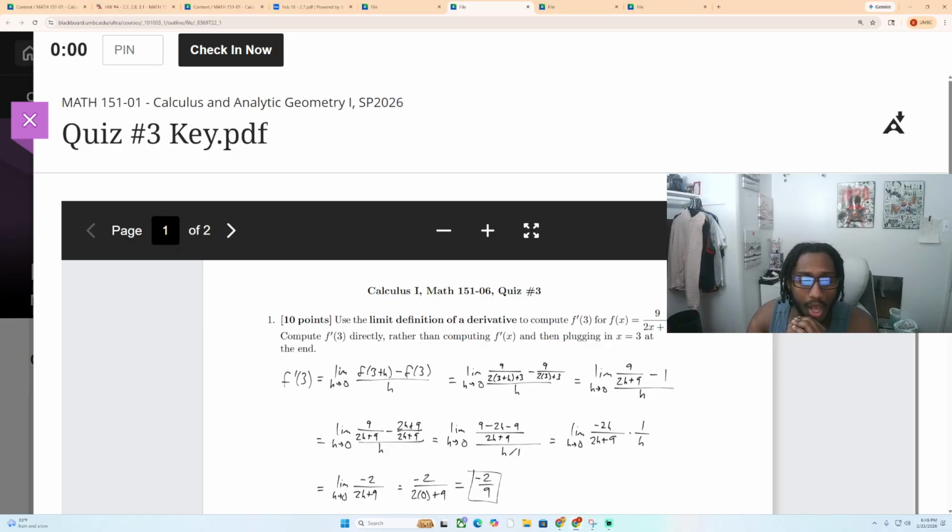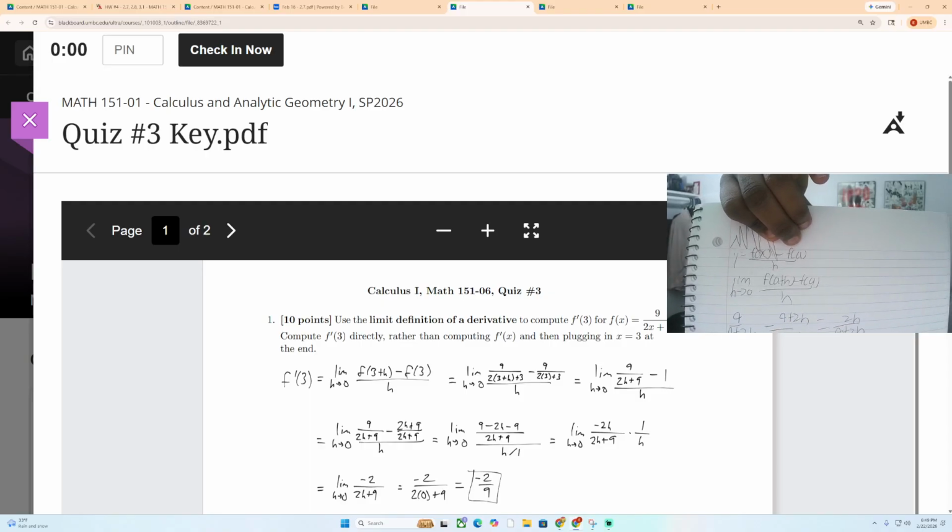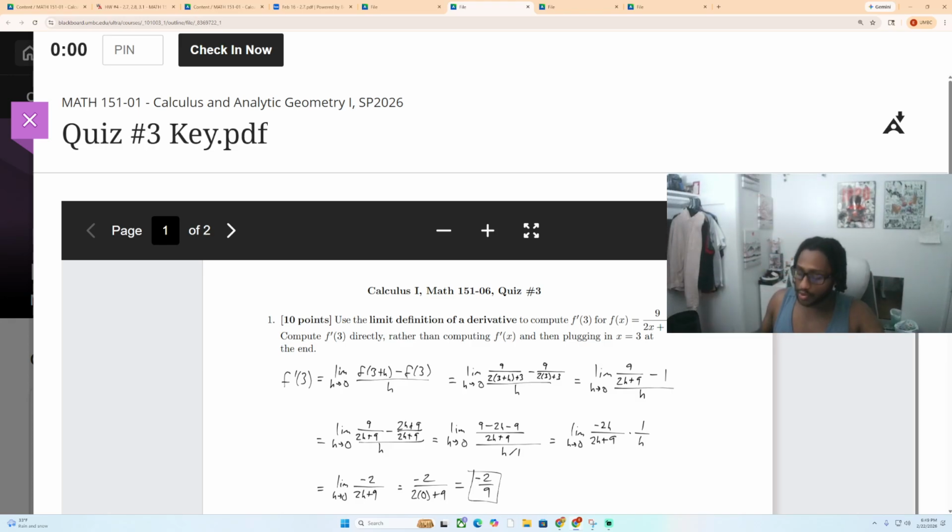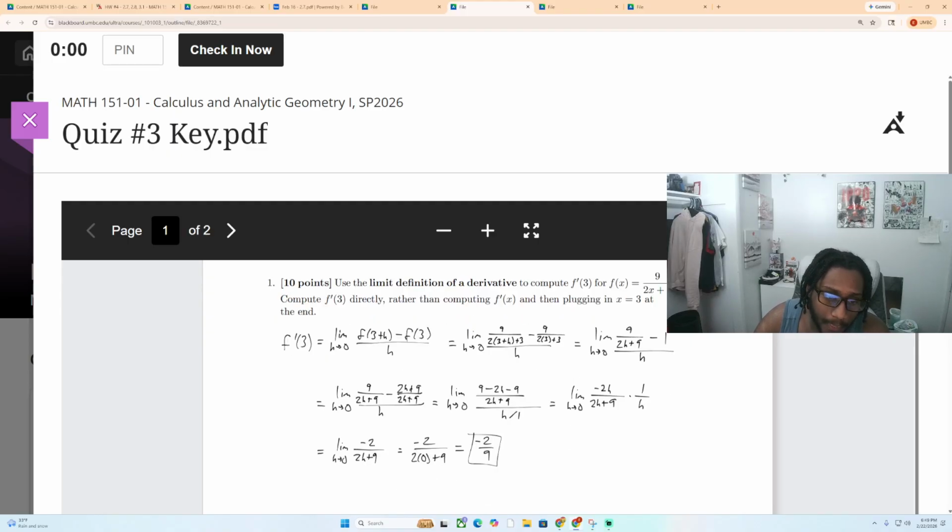So you got to know the formula. The limit as h approaches 0 of f of a plus h minus f of a, over h. So you need to know that, right? And if you know that, then you can solve this problem. That's what they're talking about with the limit definition of a derivative. That's what they're talking about with the definition.